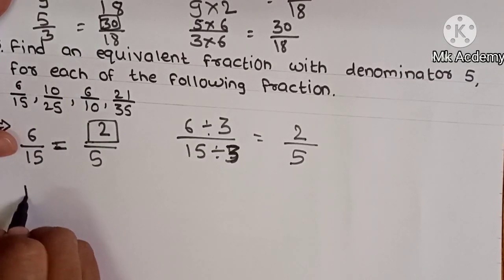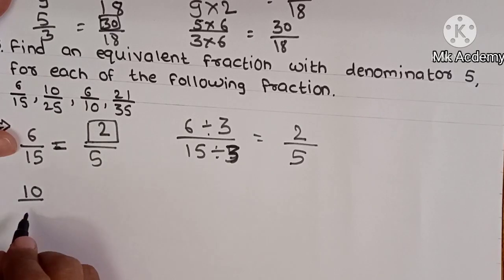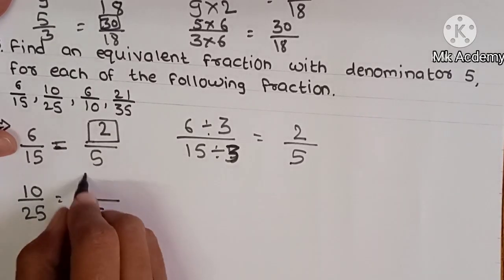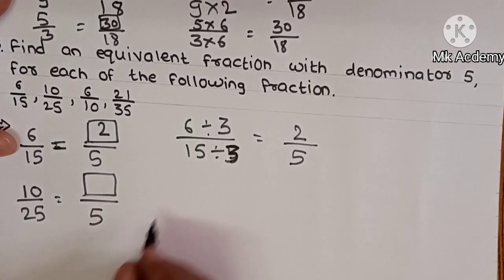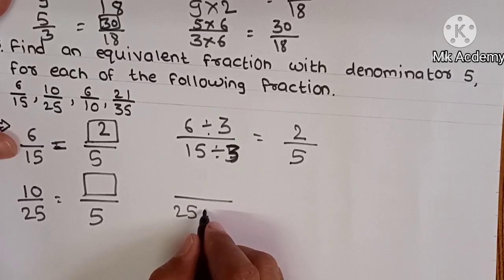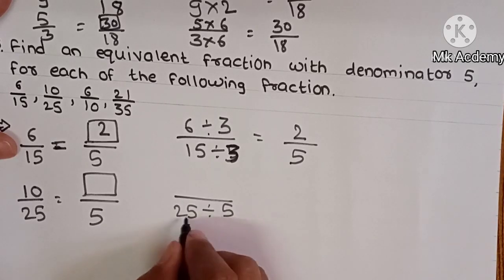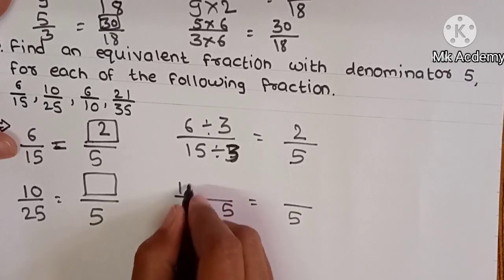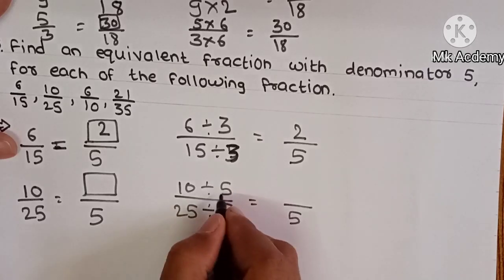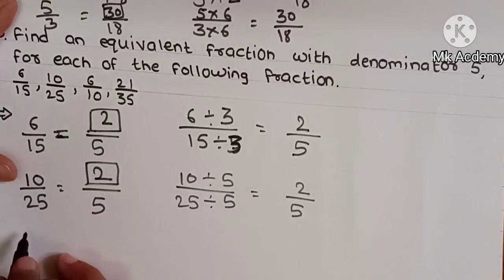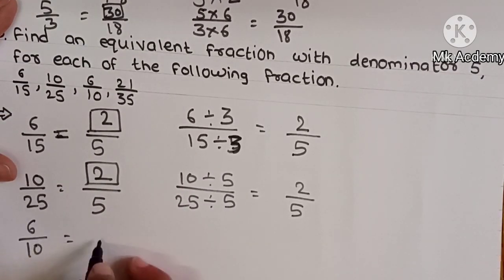Now next fraction, 10 upon 25. Now with denominator 5 and we have to calculate this numerator. Now which number do we divide by to get 5? Yes, if we divide 25 by 5, we get 5. 5 fives are 25. Therefore the numerator we also divide by 5. 5 twos are 10. The answer is 2. Now next fraction, 6 upon 10.